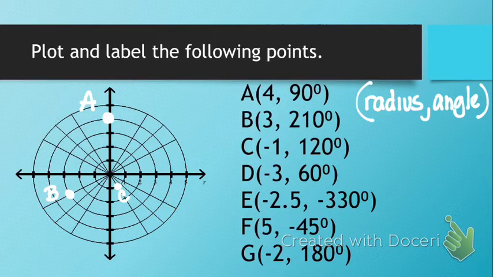60, negative 3. So 60. So this is 30, this is 60. So positive 3 would be 1, 2, 3, right here, right? But you're going to reflect it, so it's going to go to there. Okay, so you're going to reflect it backwards 180 degrees. So 60 would be on this axis. So this is my 60 degree. So instead of it being on this third ring, we're going to go backwards. And it's going to land here.